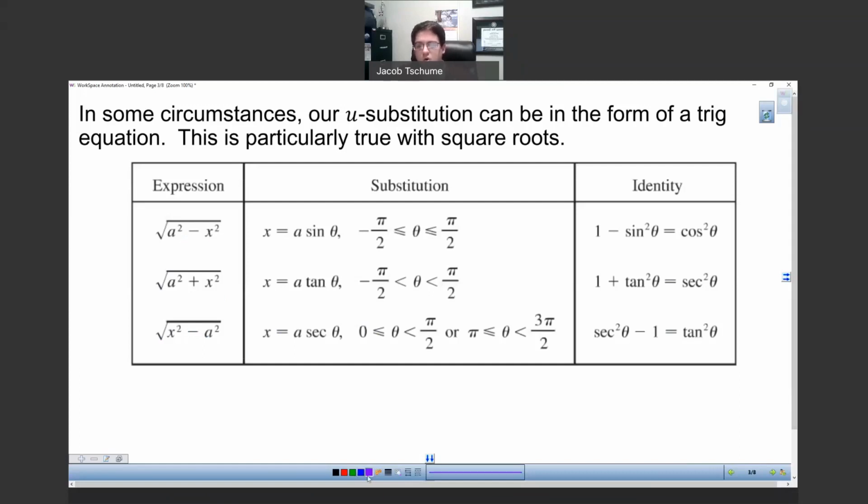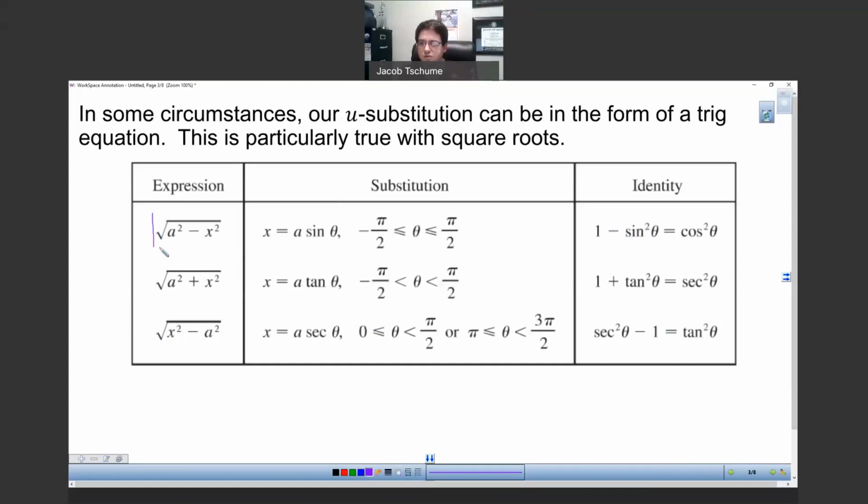Based on the expression that we have, our goal is to do a particular trig substitution along with applying a particular identity that we've already seen from the previous section in order to get rid of the square root and form it into a problem that we know how to solve. So let's go through these 3 rules together.